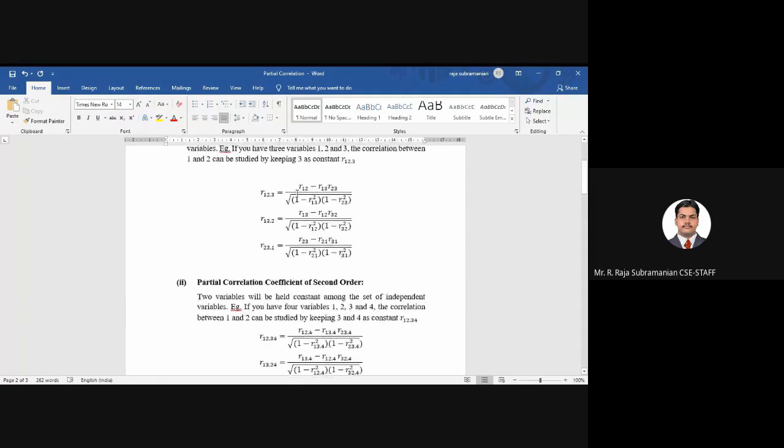R12.3. The formula is R12 minus R13 R23, divided by the square root of (1 minus R13 squared) into (1 minus R23 squared). Right? So this formula I'll take. I'll do another help for you: I'll feed all the formulas in a single Excel sheet so that whenever you substitute any data into that Excel sheet, you can get the answer. Let me do that also for you and put that Excel sheet.